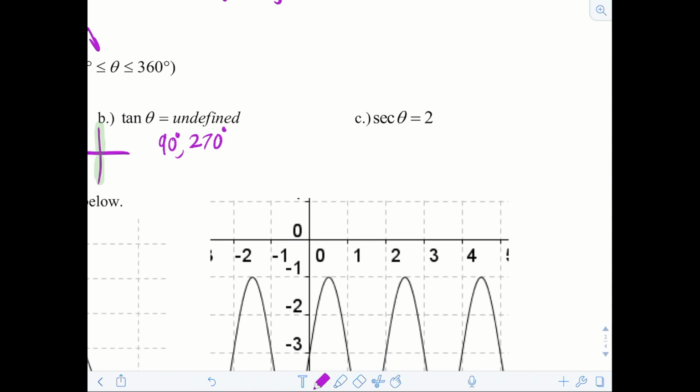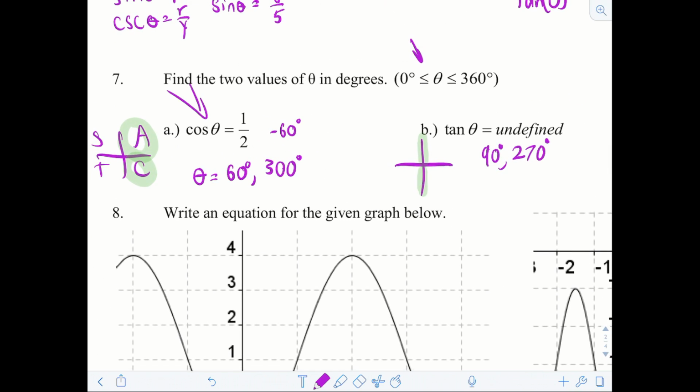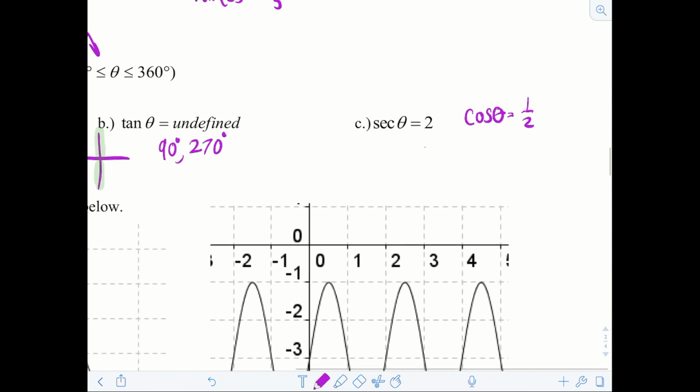Next, secant of theta equals 2. Now this seems kind of confusing, so I'm going to write this as cosine of theta is equal to the reciprocal of 2, which is 1/2. And actually, that gets us back to letter A. So I'm going to write this as 60 degrees and 300 degrees.